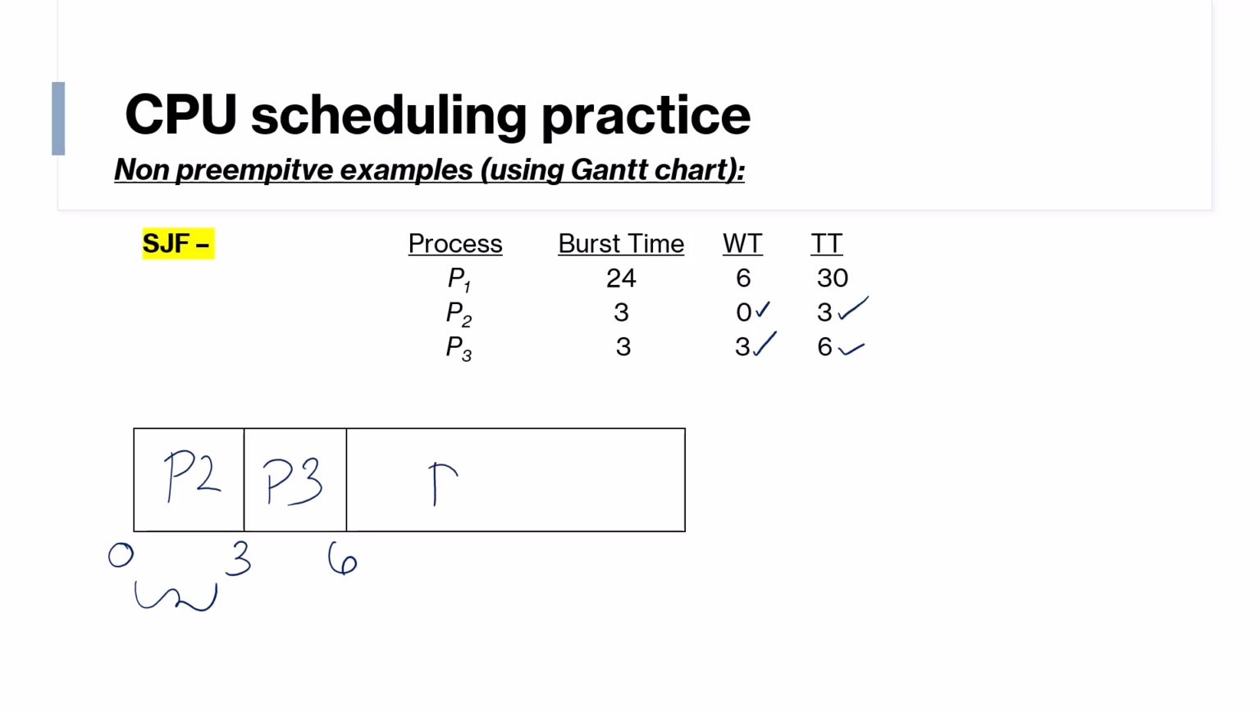And then we would put P1 here, where P1's wait time was 6 time units and turnaround time of 30. So you can see the wait time has dropped significantly from 17 time units average to 3 as the average wait time using shortest job first. So you can see how shortest job first could significantly reduce wait time by putting the shortest jobs ahead of the longer jobs.